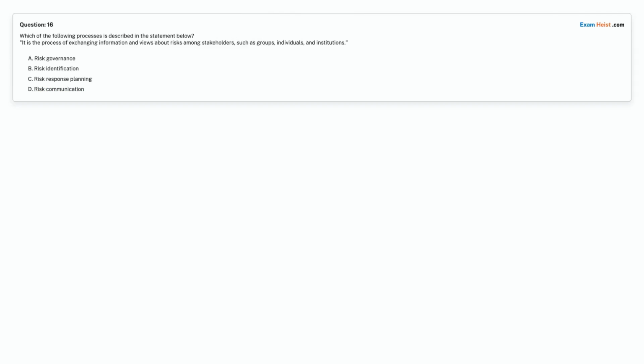Question 16. Which of the following processes is described in the statement below? It is the process of exchanging information and views about risks among stakeholders, such as groups, individuals, and institutions. Option A. Risk governance. Option B. Risk identification. Option C. Risk response planning. Option D. Risk communication. Choose the correct answer.